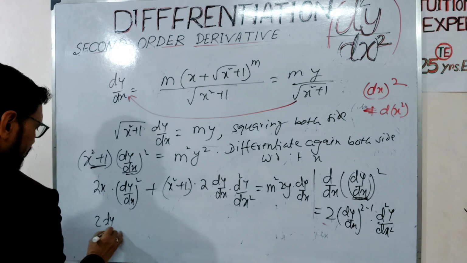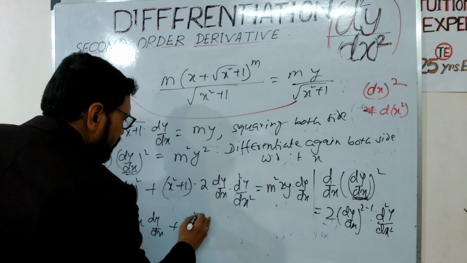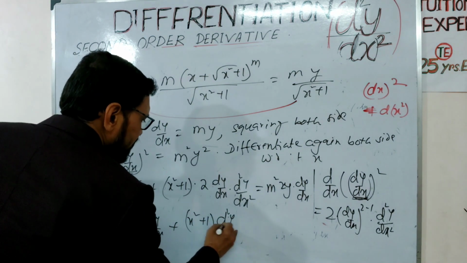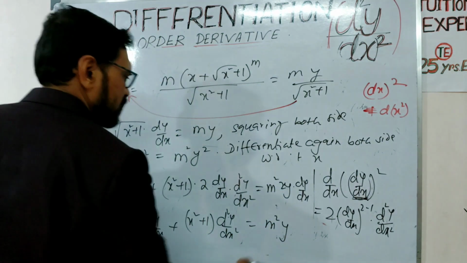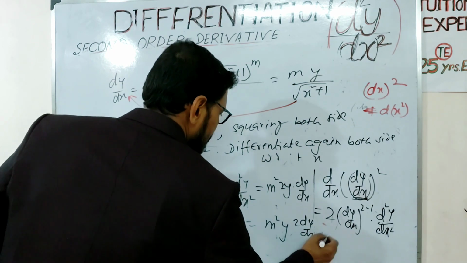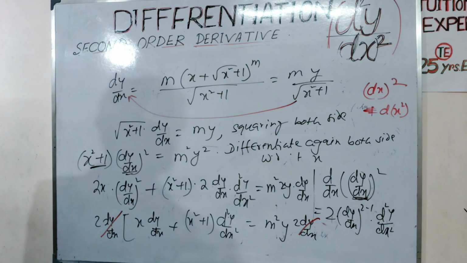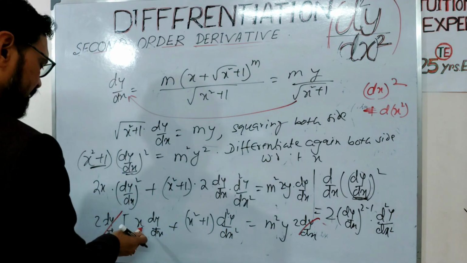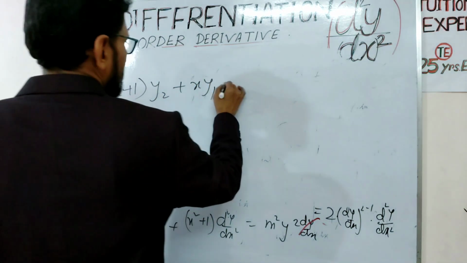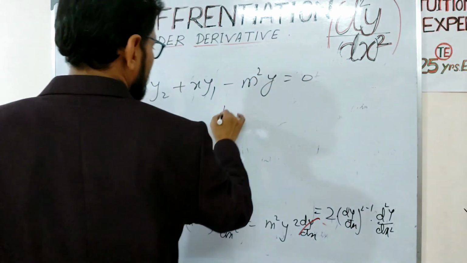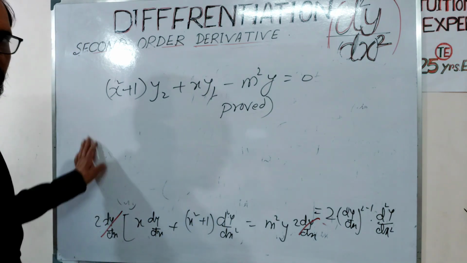x dy by dx plus x square plus 1 d2y by dx square equals m square y 2 dy by dx. So if we cancel both sides, then we get the required proof. X square plus 1 y2 plus x y1 minus m square y equals 0. Here d2y by dx square is y2 and dy by dx is y1. So this is the required proof.